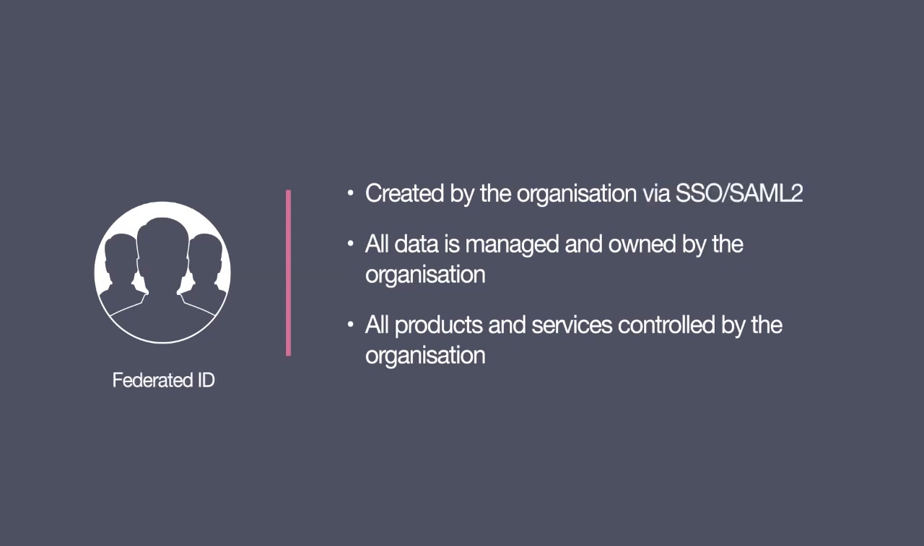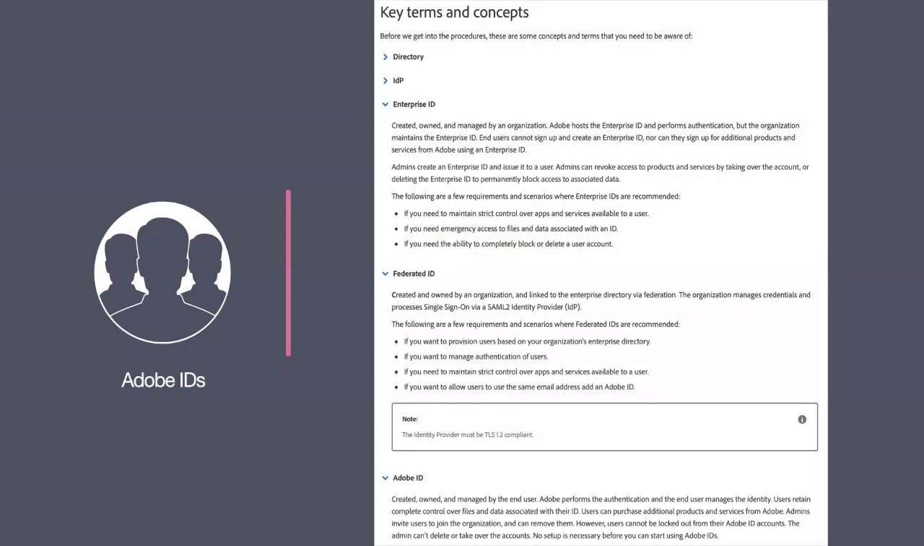And lastly, with federated Adobe IDs, these will need to be created by the organization again and linked to an enterprise directory via federation with SSO or a SAML2 provider. The best way to think of these federated IDs is that it's just an enterprise ID, but with the authentication and possibly the provisioning handled by an external source. Adobe have much more detail on their setup identity article on the various advantages, disadvantages, and use cases. I'll pop a link to the blog post for this.